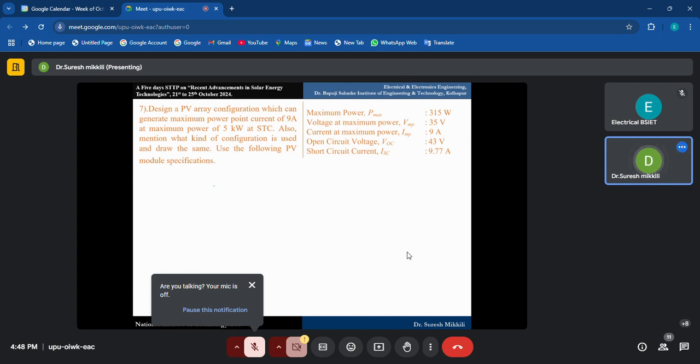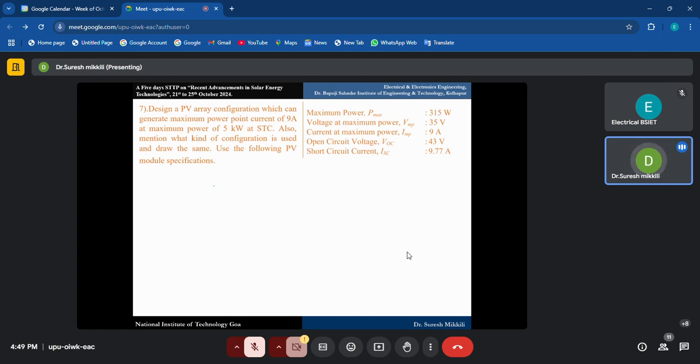I want 5 kilowatt power. Current of 9 amperes is enough. Which configuration is it? Total current of 9 amperes is enough. Total power required is 5 kilowatt. Okay. Current of each module is 9 ampere. Voltage of each module is 35 volts. How should it be connected? First of all, can you tell me? I want maximum power of 5 kilowatt.